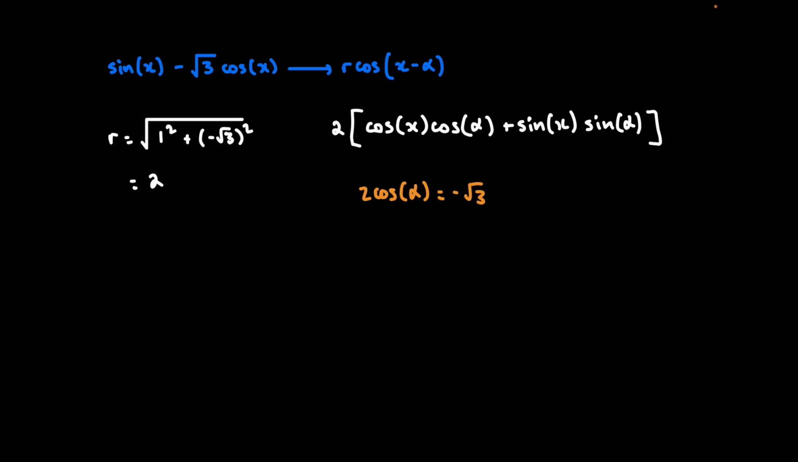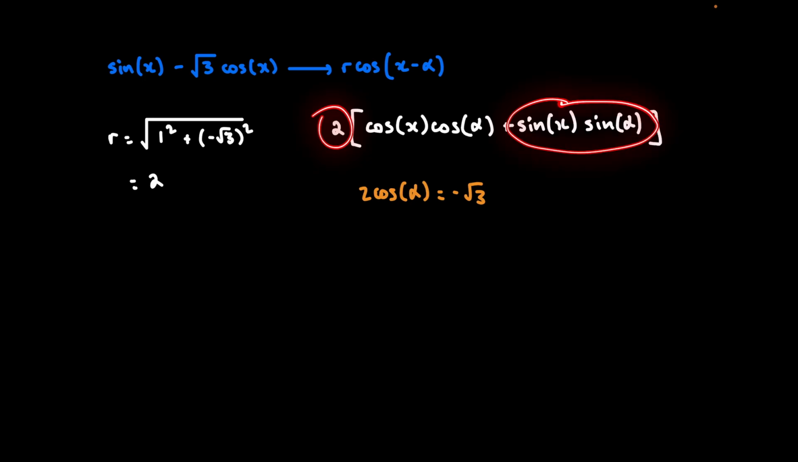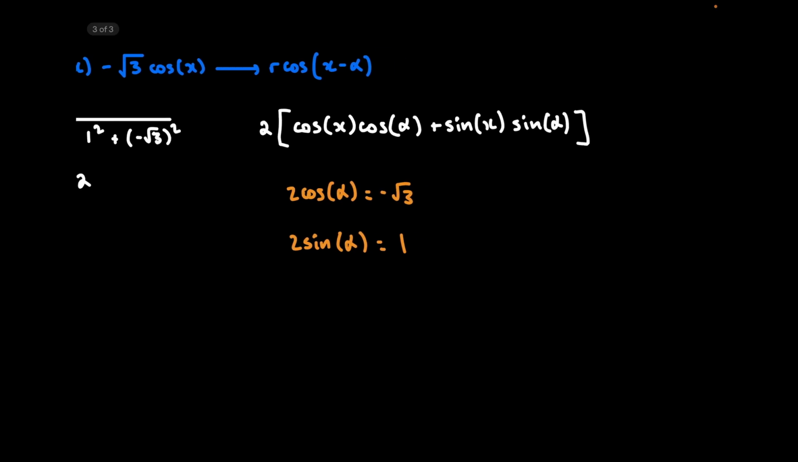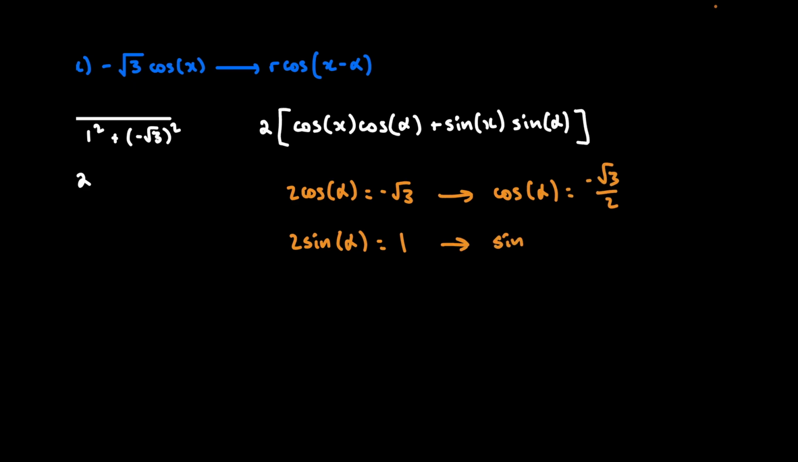On the other hand, we know that for 2 times sine x sine alpha, the coefficient of sine x here would be 2 sine alpha. So we know that 2 sine alpha must also equal the coefficient of sine x out here. So that means that 2 sine alpha is equal to 1. So now what we can say is we can rearrange both these equations. We can say that cos of alpha is equal to minus root 3 on 2, and the sine of alpha is equal to a half.